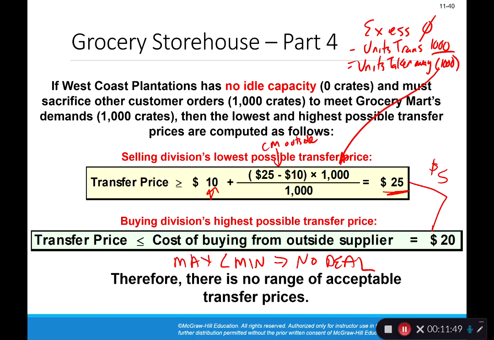Why are they going to be worse off? Because we shouldn't make a deal. So if we force a deal, they'll be worse off by $5,000. If we don't force a deal, if we keep buying from third parties, they're better off by $5,000.